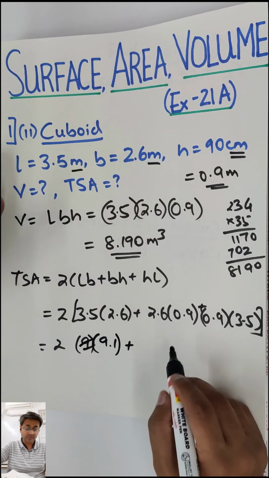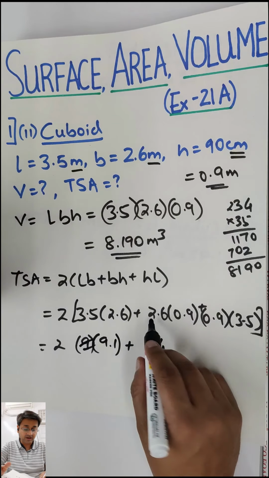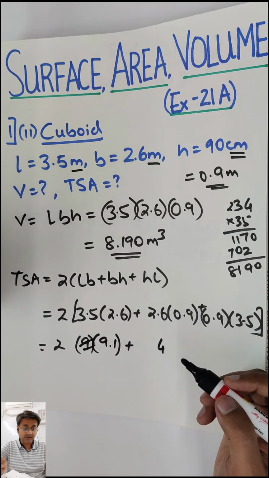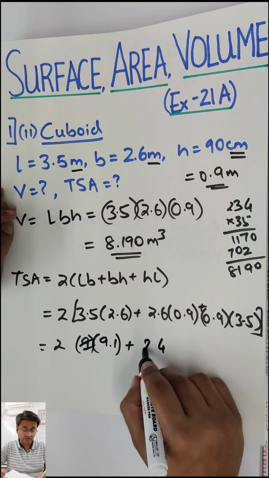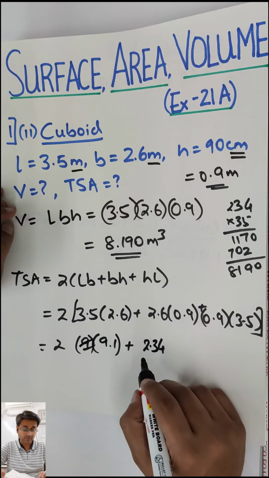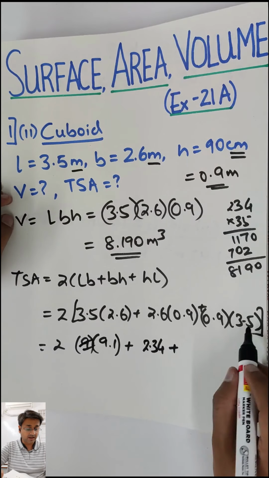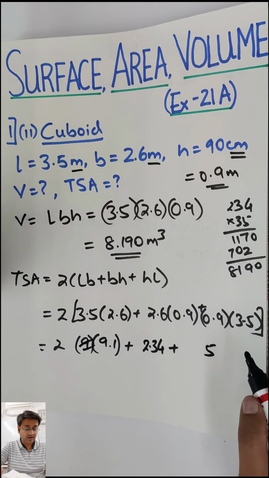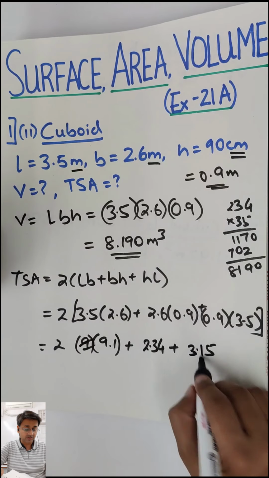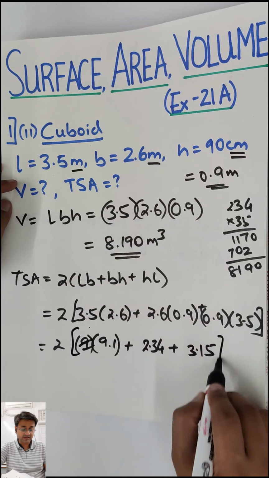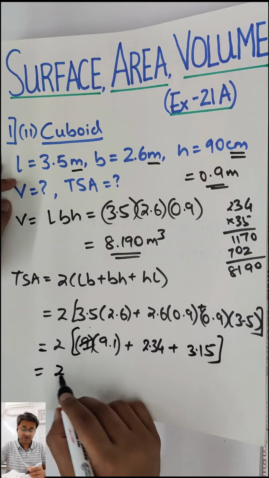My bad. See, again, 9 6s are 54, 9 2s are 18, 19, 20, 21, 22, 23. So it should be 2.34. And then the last one, 9 5s are 45, 9 3s are 27, 31. So 3.15 in brackets. Let's add all of them and then we shall multiply by 2.